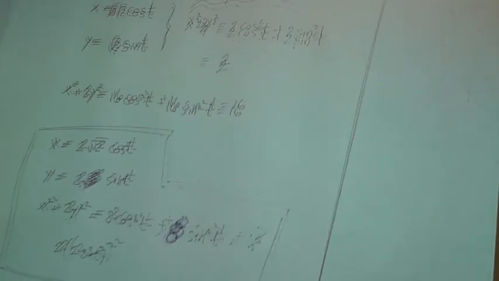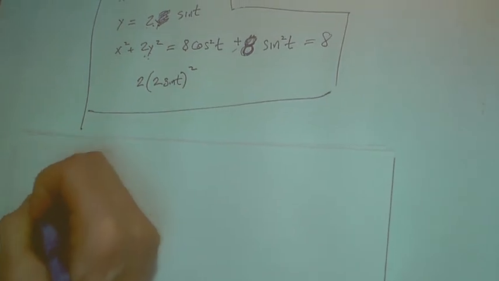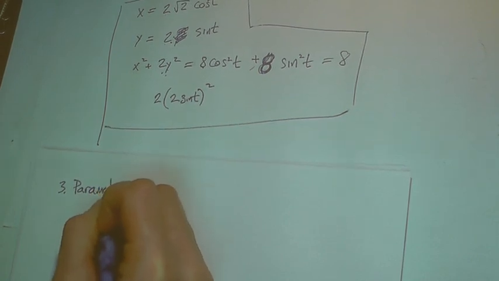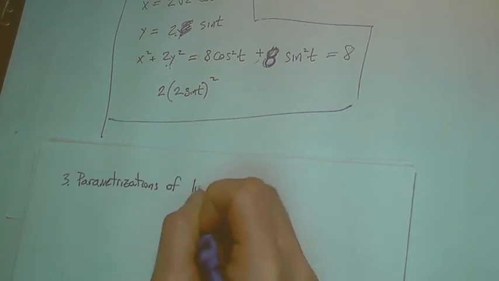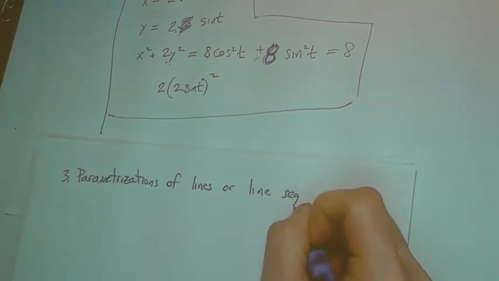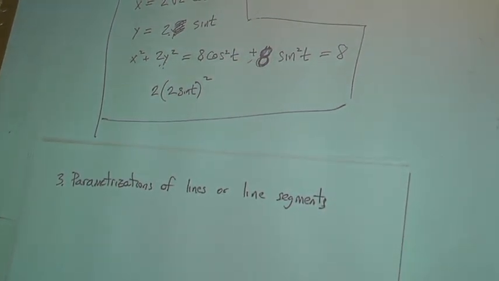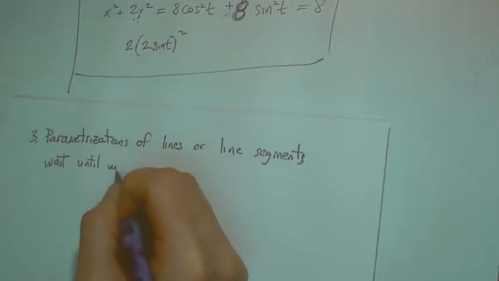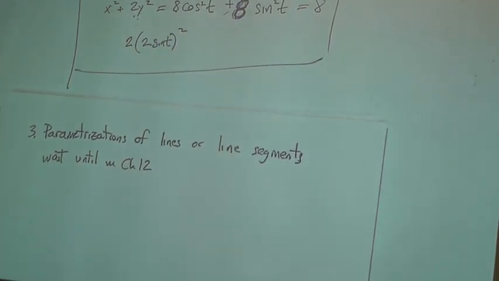Okay, the third thing that is commonly used as examples: parameterizations of lines. If not a line, then a line segment. This is going to wait until we're in chapter 12. So the book will go through this.